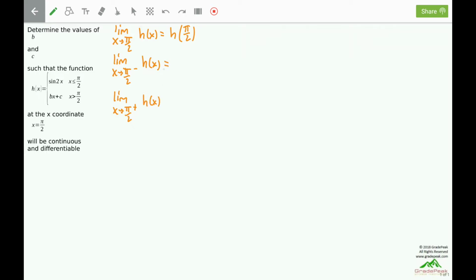Let's start with the left side limit. The left side of pi over 2 means less than pi over 2. So from the split expression function, we will use this expression, sine 2x. Next thing, we can plug in the pi over 2 for an x. And we have the sine of 2 times pi over 2, which is 2 pi over 2, or just pi, so we have the sine of pi. Sine of pi is a 0.